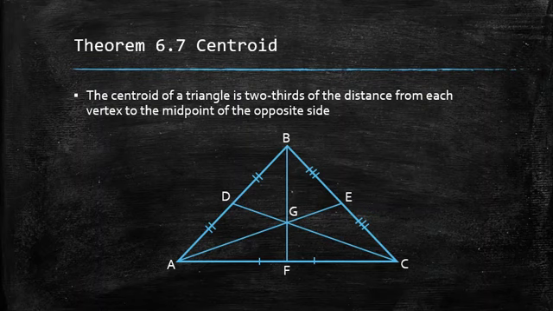In this example, segment CD starts at vertex C and ends at the midpoint of segment AB, and so on for the other lines. All three lines meet at a point G. BG is 2/3 of segment BF, AG is 2/3 of segment AE, and CG is 2/3 of segment CD.